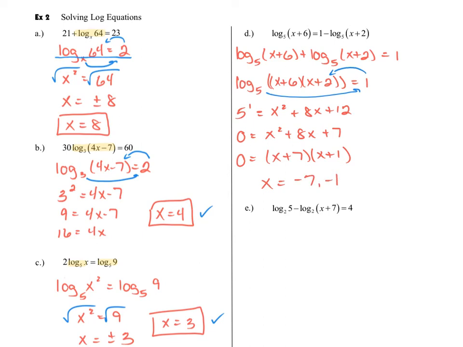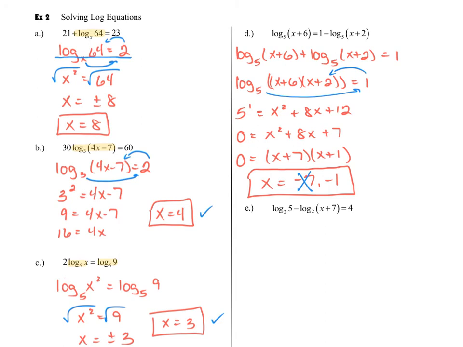So let's check and see. Do either of these work? X is negative 7. If I put that into this first log, I can see it fails. So I'm going to immediately mark that one out. X is negative 1. If I put it into this first log, negative 1 plus 6, that checks out. Negative 1 plus 2, that also checks out. So here's a good example where a negative number still worked as a solution.